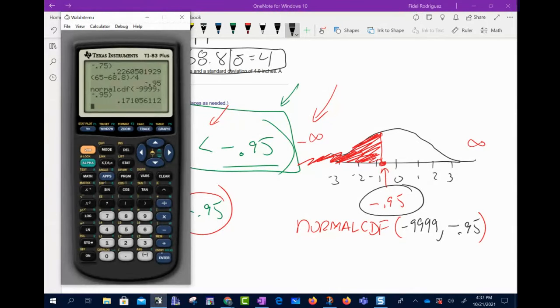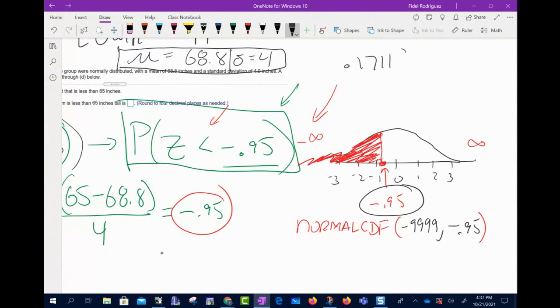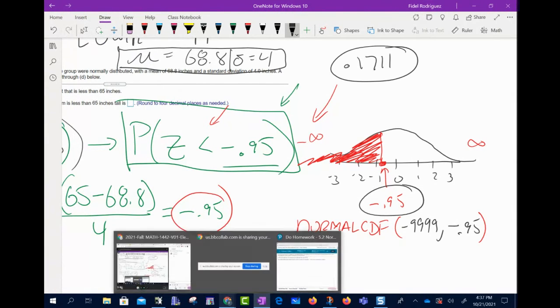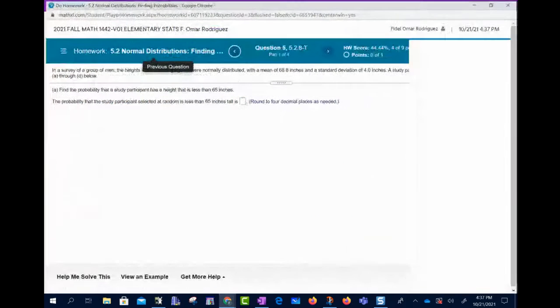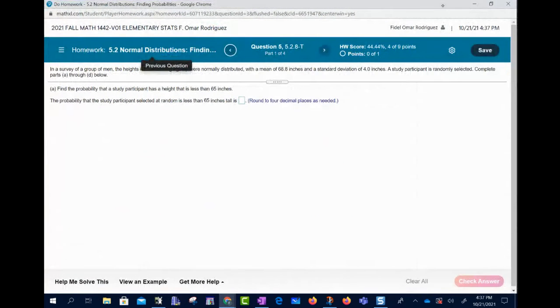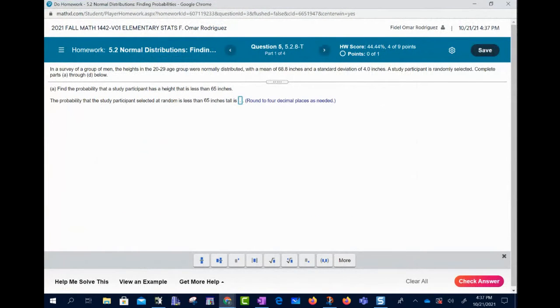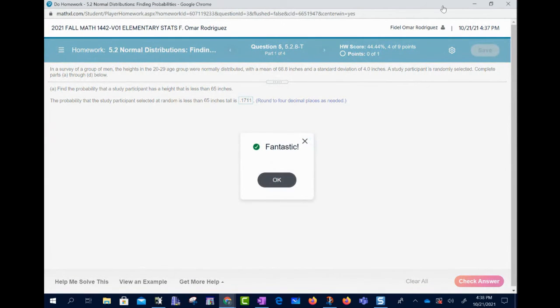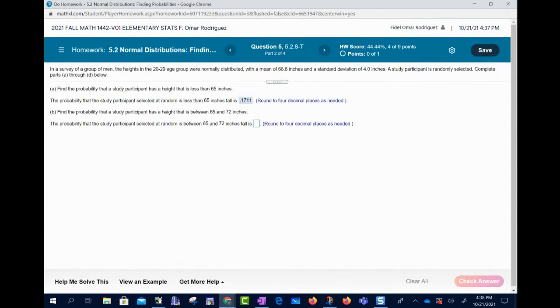0.1711, yeah. So 0.1711 is what I'm coming up with for part A. So let me pull this up right here so we can see it. So 0.1711. Still going to 4 decimal places. We're going to check our answer. All right, we got that part.